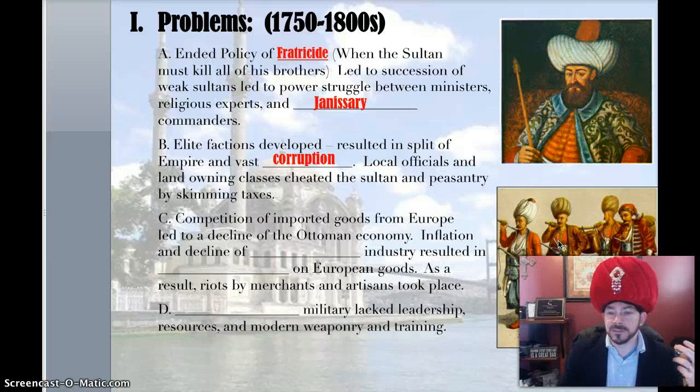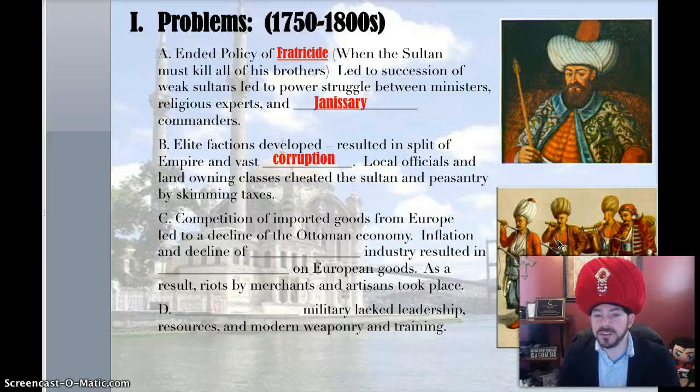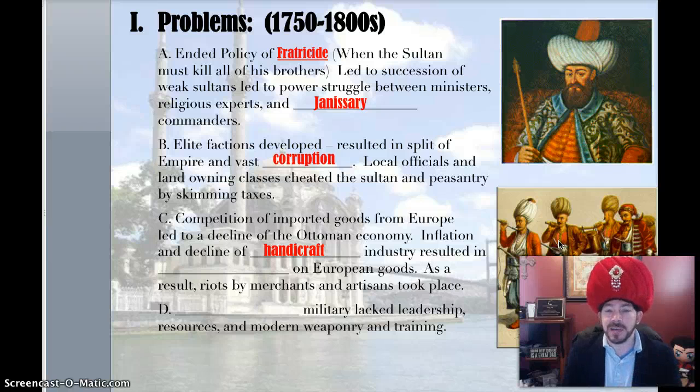With these weak sultans, people take advantage of that. In all parts of the bureaucracy, there's skimming of taxes, there's all sorts of other cheating going on. So corruption is going to really weaken the empire from within. And then, of course, you have competition, economics.